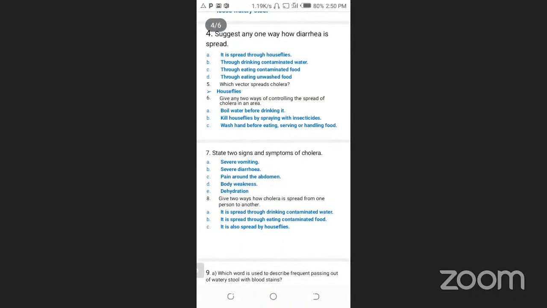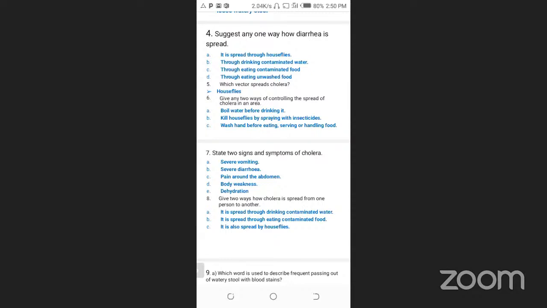Then there is number 9. Okay, number 9, they are asking which word is used to describe frequent passing out of watery stool with blood stains. I continue reading.